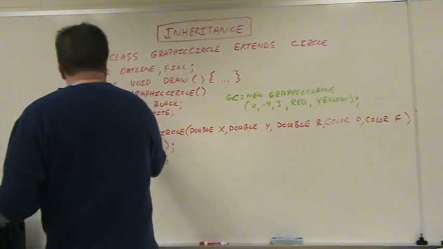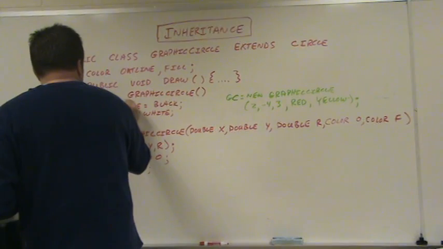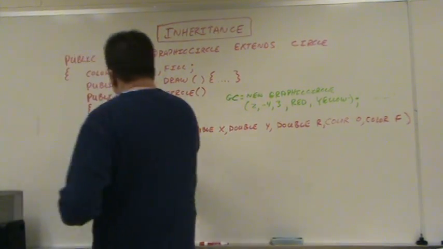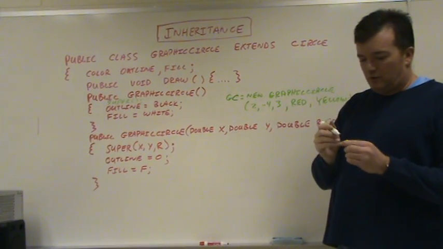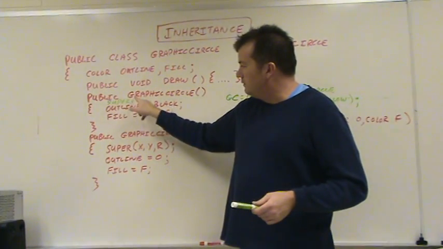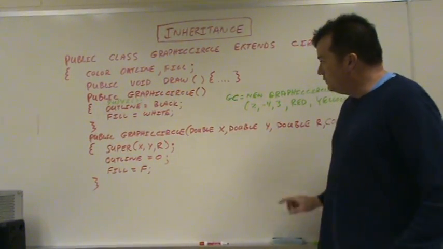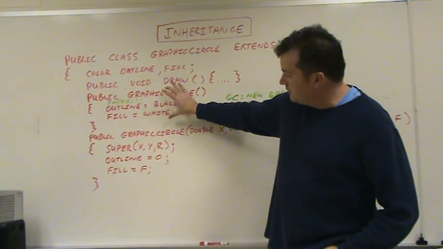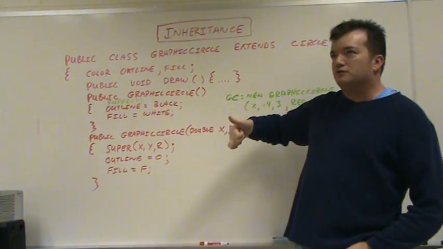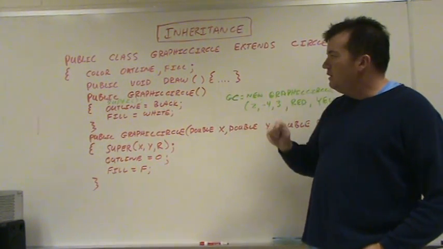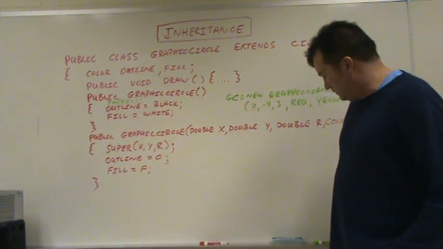So this one, I'll write it in a different color. Super with no parameters. That got put in automatically because we left it out. We could have written super, open paren, close paren, and it would be exactly the same as not writing it. Because when you're doing a constructor, if the very first line is not a call to the constructor of what you're inheriting from, the one with no parameters will automatically be called.